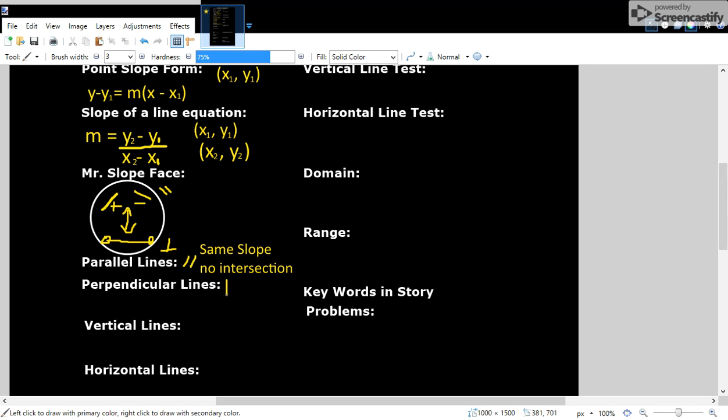Perpendicular lines, the symbol looks like this, upside down T. It forms a right angle. You flip the fraction and change the sign for the slope.